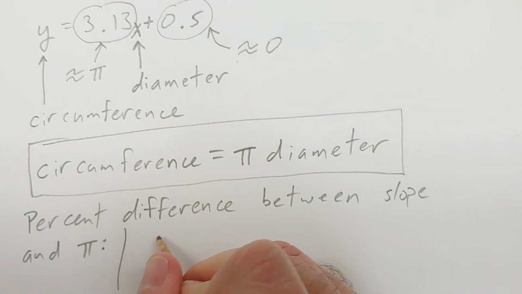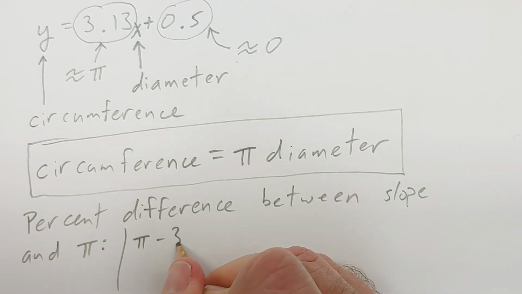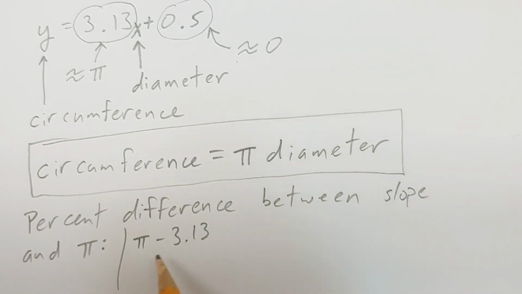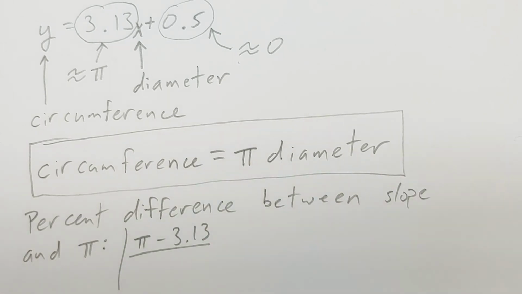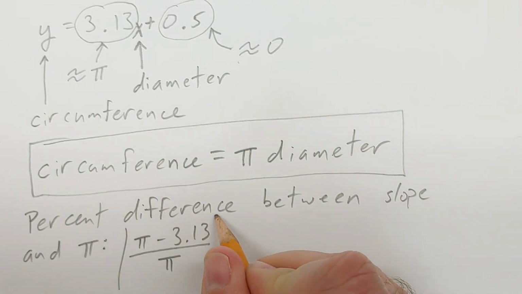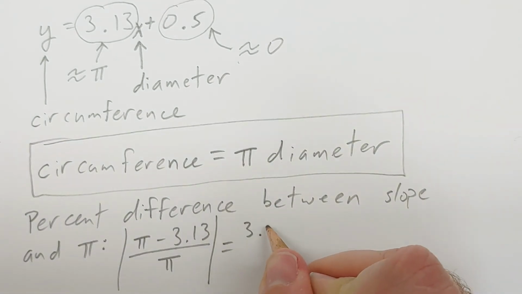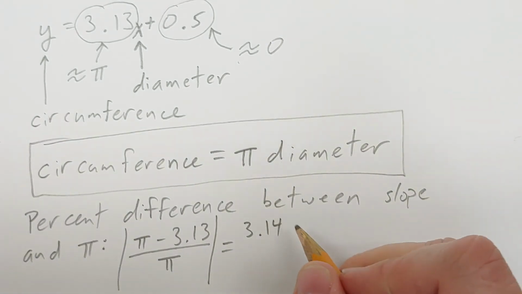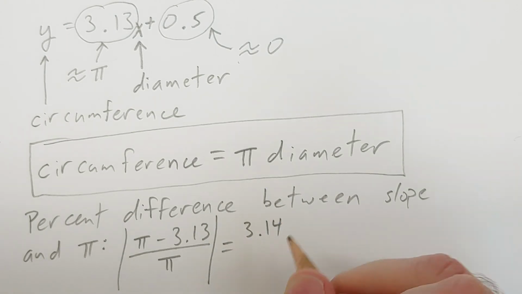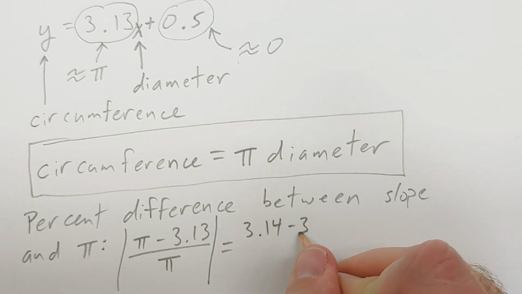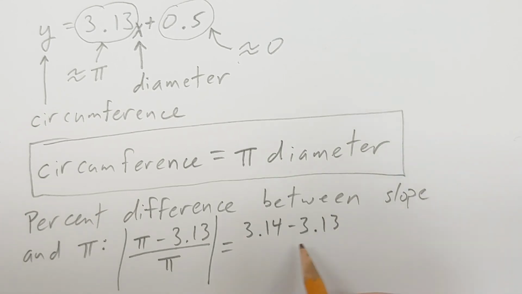So pi minus 3.13, divided by the correct value, the theoretical value. So it's theoretically supposed to be pi, so we're going to divide by pi. You could either use the pi button on your calculator, or if we just write it out, 3.14159, however far you want to go. We should at least use as many significant figures as we have in our slope. So 3.14, 3.13, good enough, divided by 3.14.